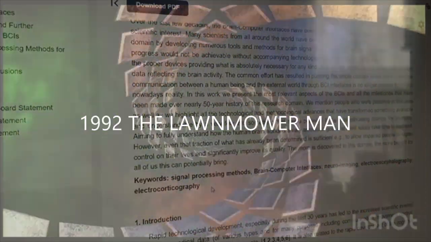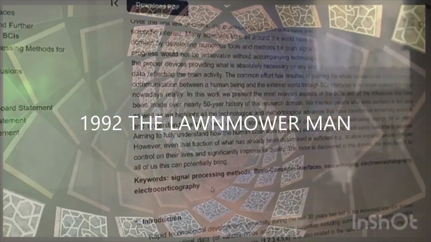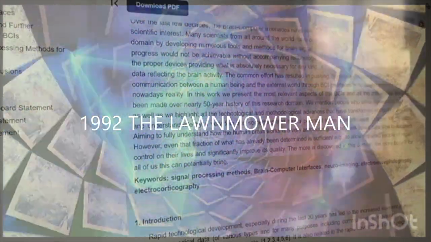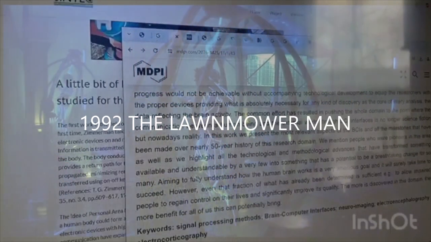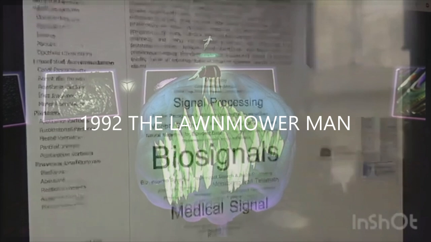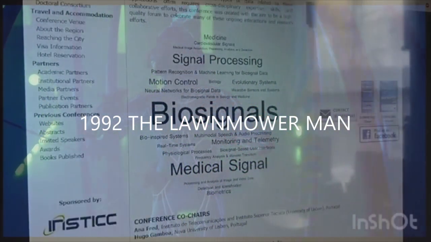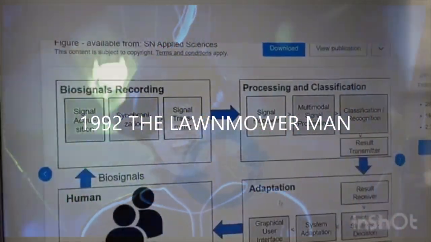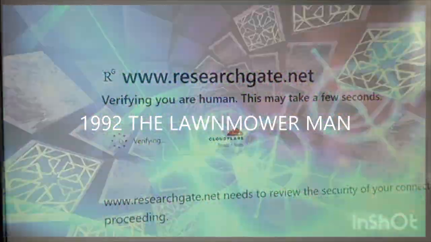What do you see right there under keywords? Yeah, signal processing, that's correct. Which is why we see the signals processing: because we've had 18 years of biosignal conferences in order to do it professionally. We have an architecture and a taxonomy of how we record and classify those signals using algorithms, machine learning.